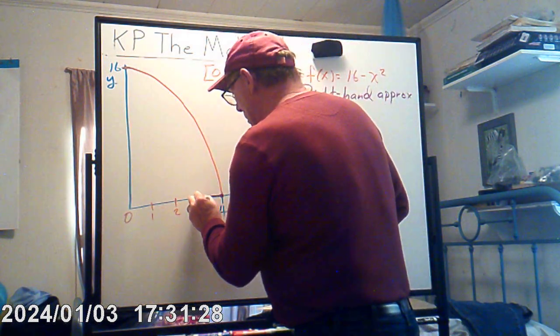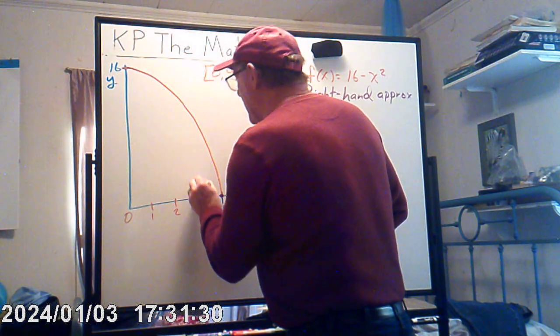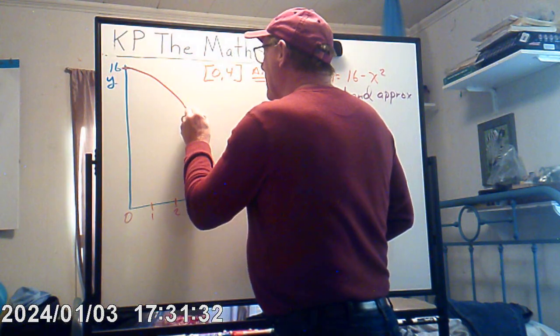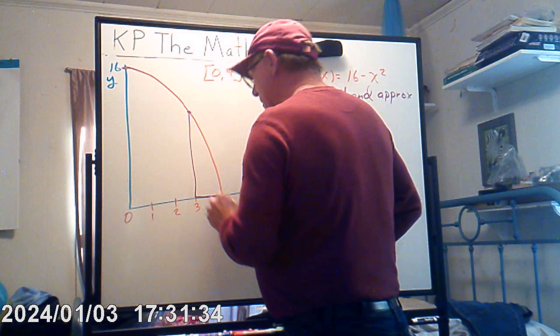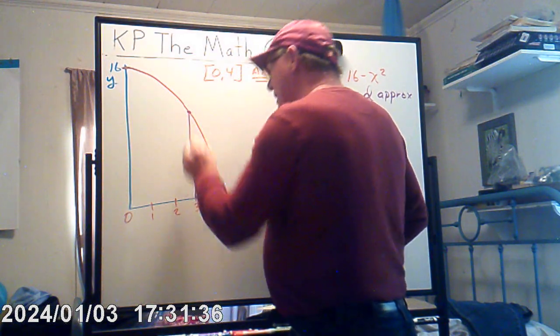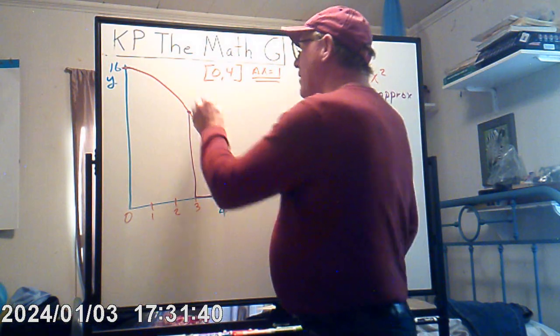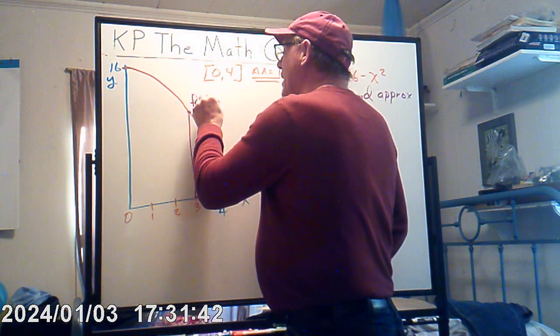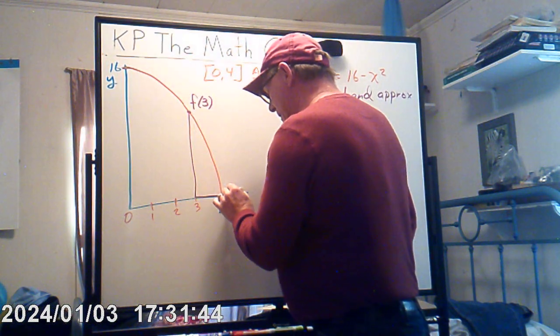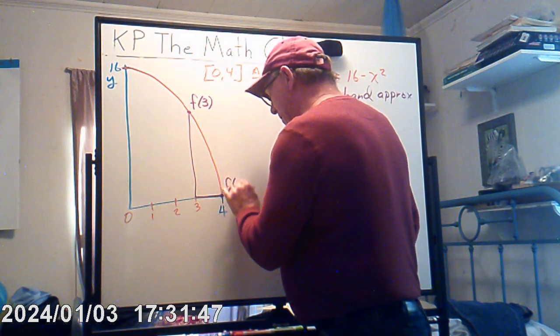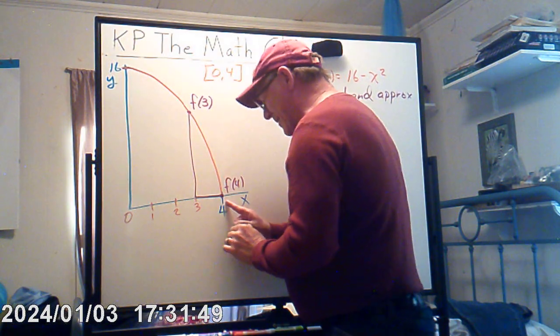So this time we're going to go up until we intersect right there. There's the point right there. By the way, remember this is 3. What is this? Yes, that's right, f(3). That's the height of this one. This one is actually f(4), but we already know that f(4) is 0.